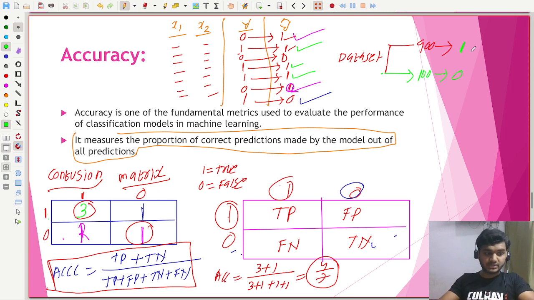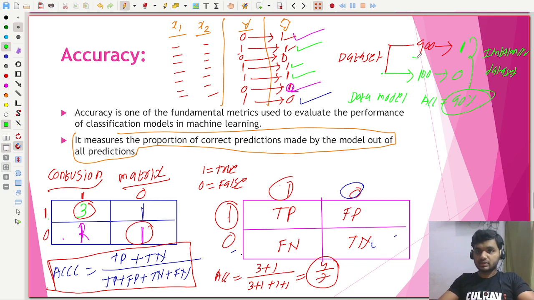Here you notice it is an imbalanced data set. Here you notice the data model accuracy is 90%, because 900 times our output is the same as the actual value, and 100 times our actual value and predicted value are different. So its data model accuracy is 90%.